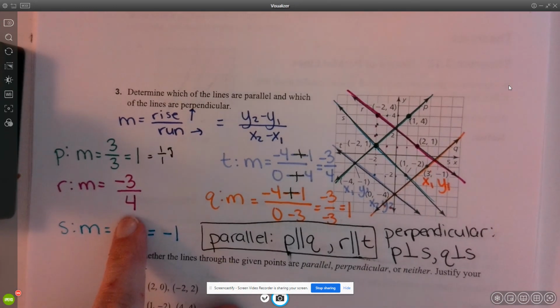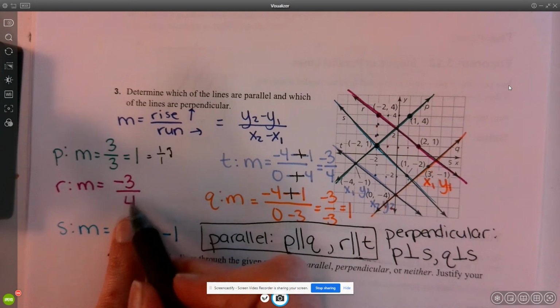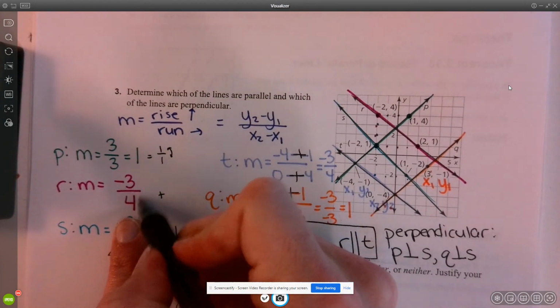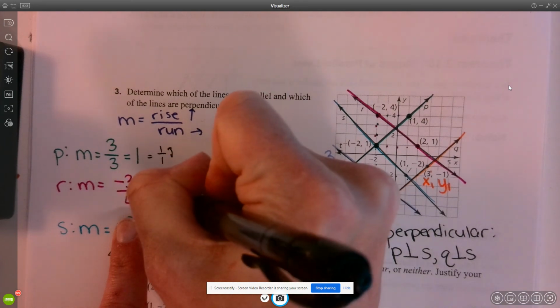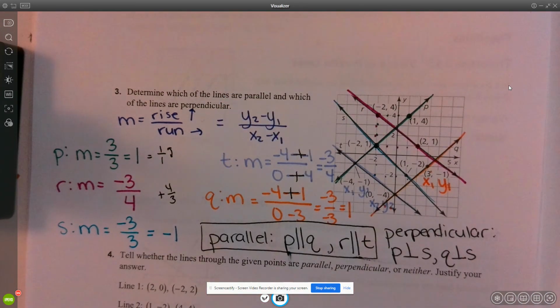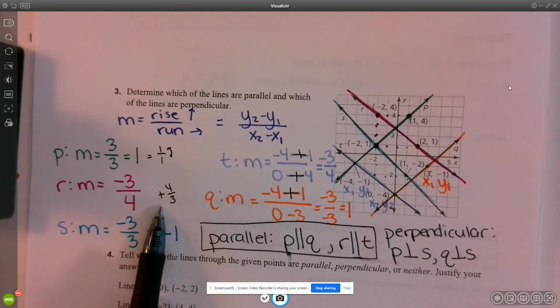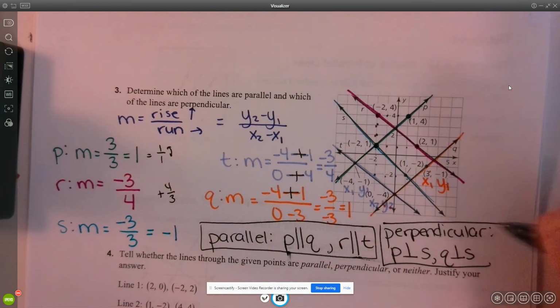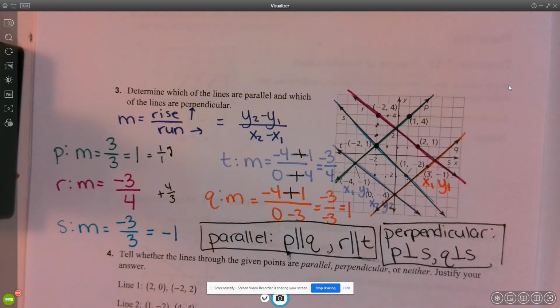If I look at line R, if I were to find the opposite reciprocal, I would need a positive, and if I flip this, it'd be positive 4/3. There is no other line that has a slope of positive 4/3, so there are no lines perpendicular to line R or line T. So I have found which lines are perpendicular to each other.